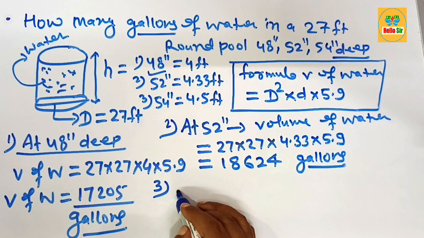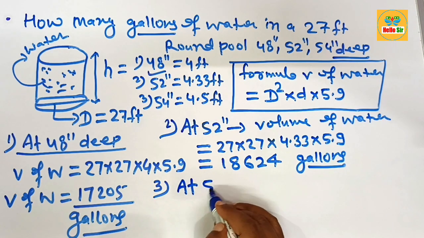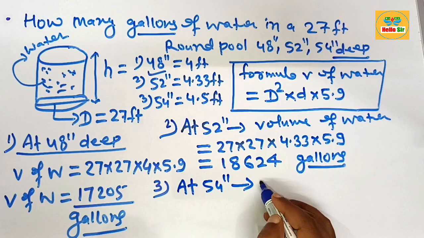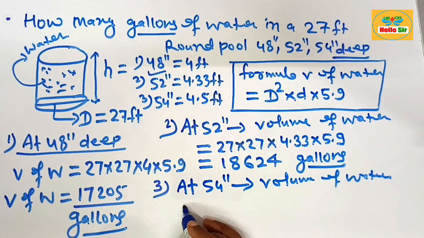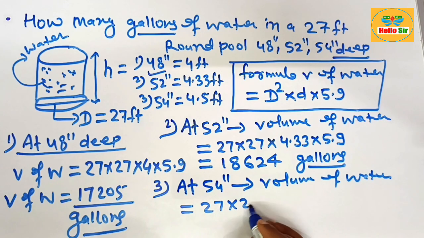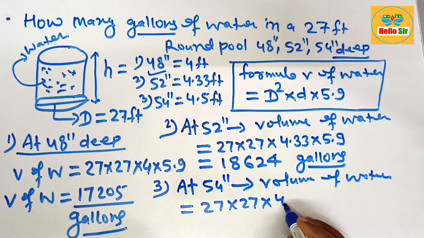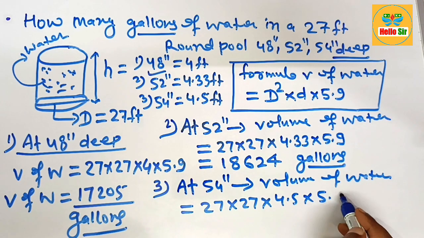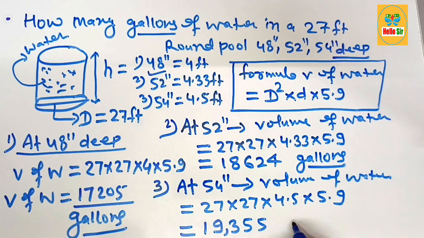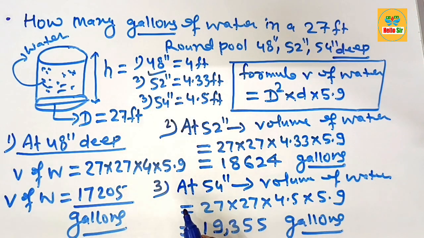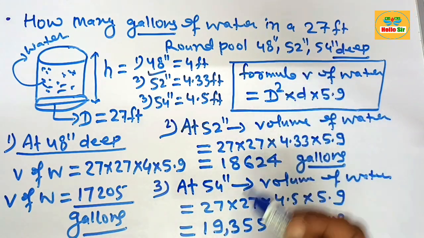And now calculate the volume of water at 54-inch deep. The volume of water is equal to 27 multiplied by 27, and the depth of the pool, that is 4.5, and the factor, that is 5.9. After multiplication this will come to 19,355 gallons of water. And this is the calculation to figure out the gallons of water required to fill a 27-foot round pool at different depths.